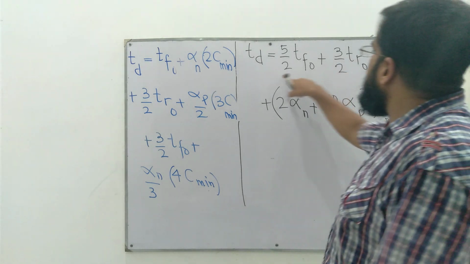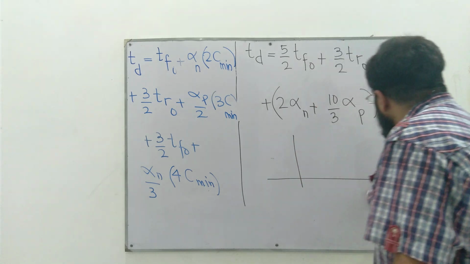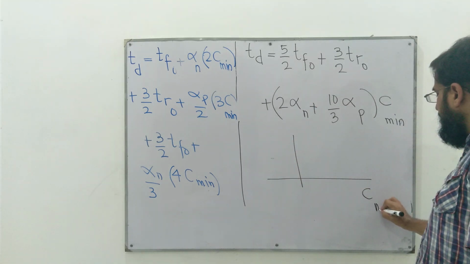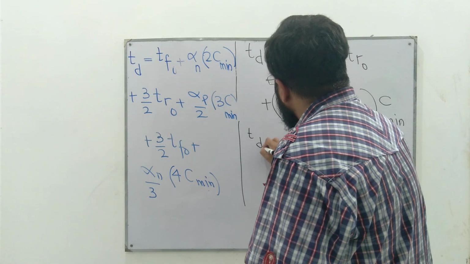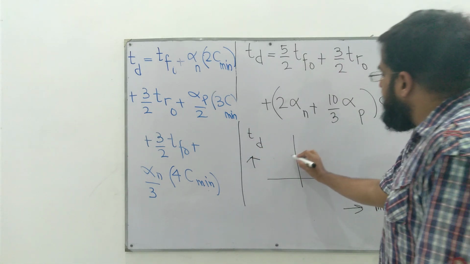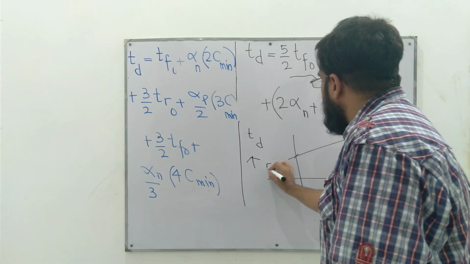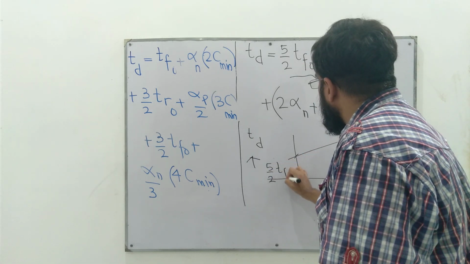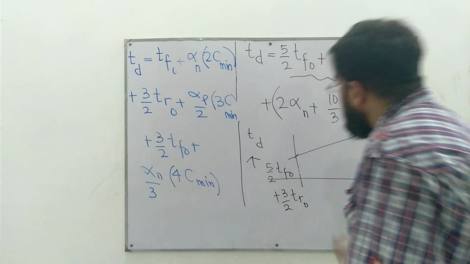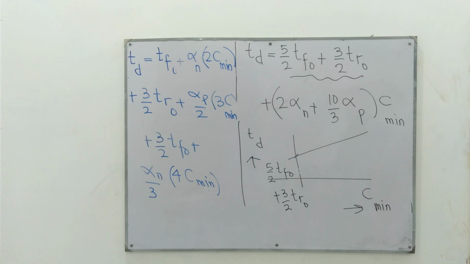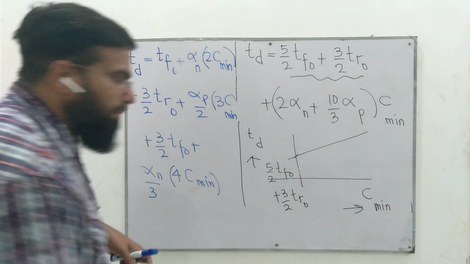So this is the general expression for the linear equation that we can use to plot this delay TD versus C minimum. The y-intercept would be this quantity, 5 by 2 TF0 plus 3 by 2 TR0, and this will be a linear equation.